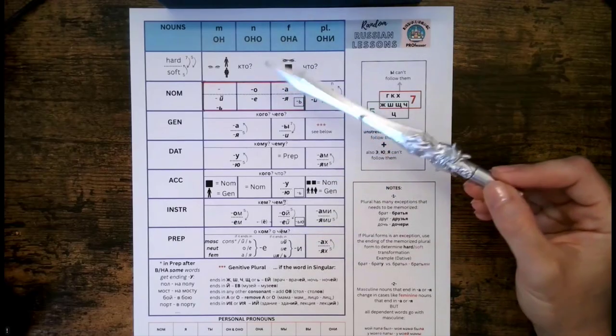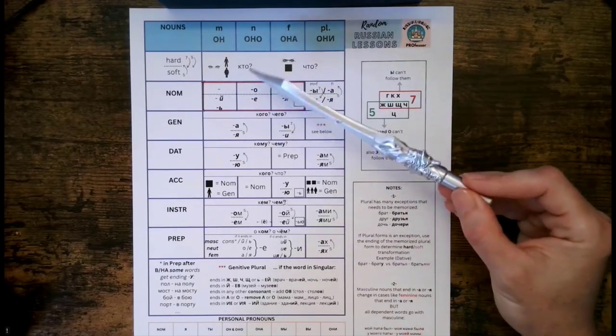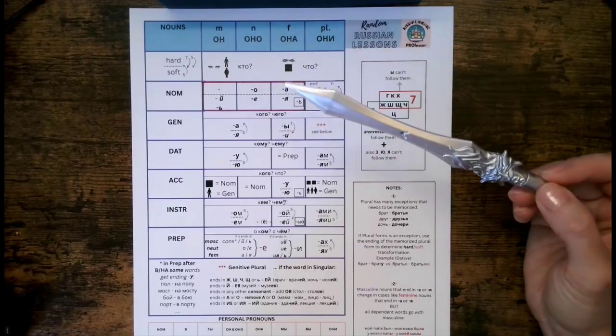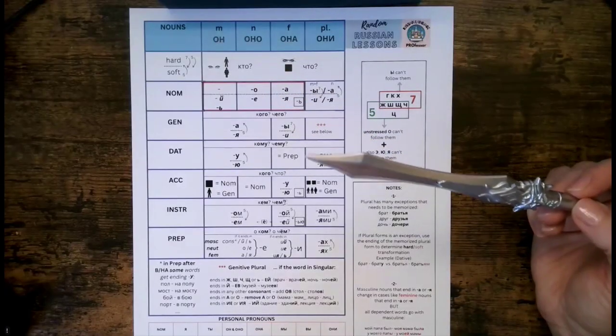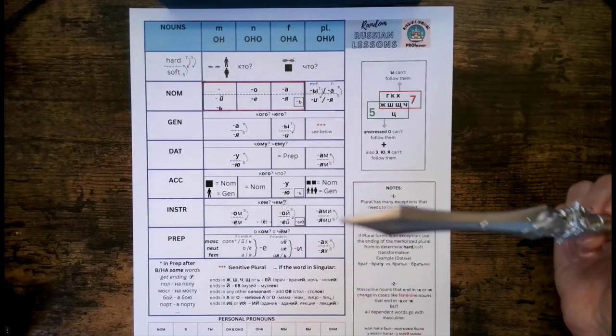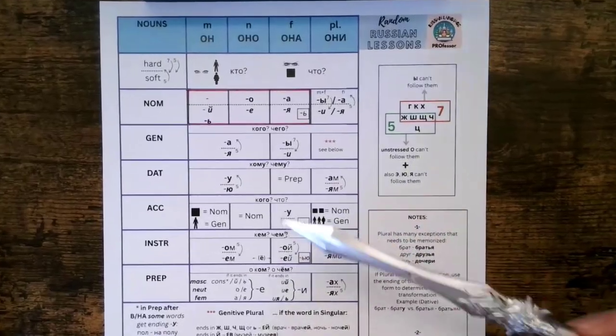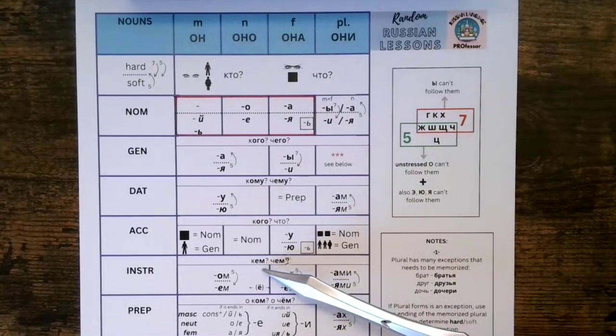So for example, if we're asking who is this, we're using nominative and we're using кто. If, however, we're saying who are you going to the movies with? With whom are you going to the movies? That would be instrumental, and the кто will change to кем. So here we have the questions.